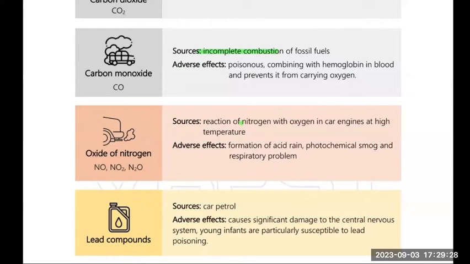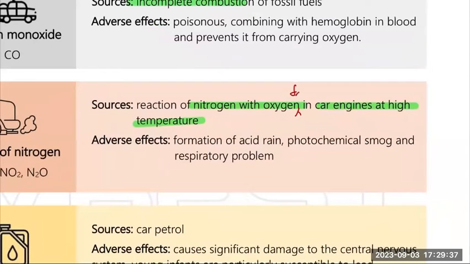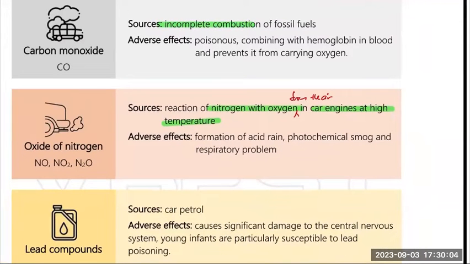How to get oxide of nitrogen is 2 marks, because you have to mention it's nitrogen and oxygen from the air, burning in car engines at high temperature. That is the source. Which means oxide of nitrogen is not because of the fuel, it's because of the high temperature only. That's why nitrogen and oxygen in our air will not react. Only in our car engine is the temperature so high that they are able to react with each other.